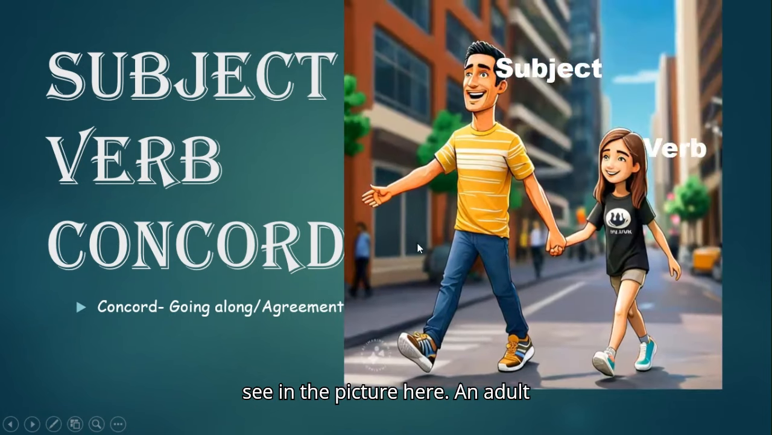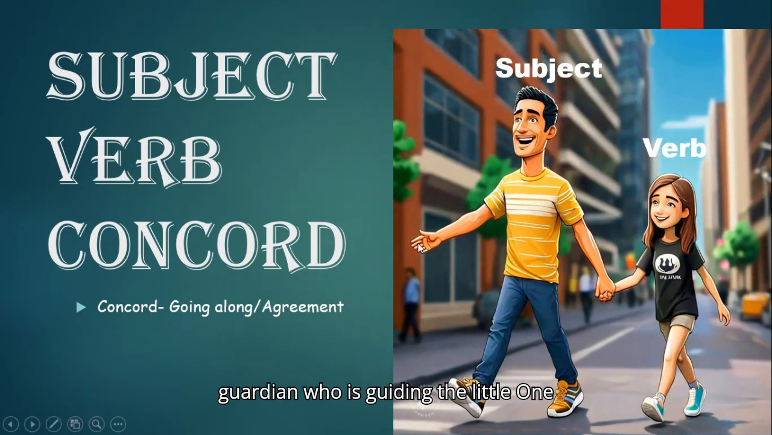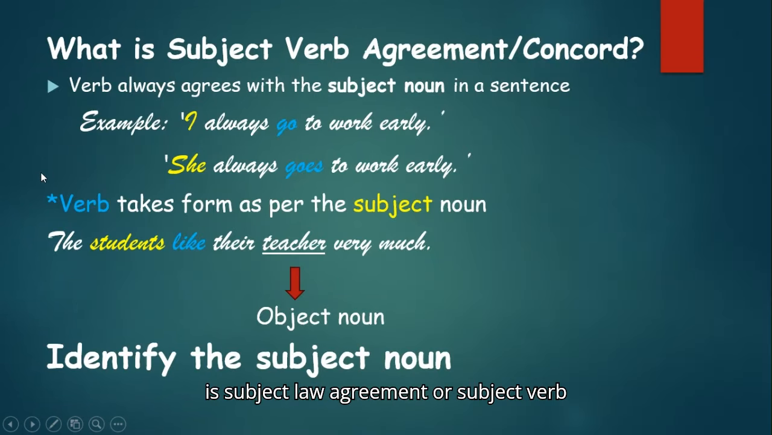As we can see in the picture here, an adult guardian who's guiding the little one. So if we assume the adult as the subject, the verb as the little one, then the verb follows the subject or follows the form of subject and takes its own form. So what does the word concord mean? Concord means going along or being in agreement with. So subject-verb concord would mean that subject and verb go together, or the subject guides the verb to take its form.